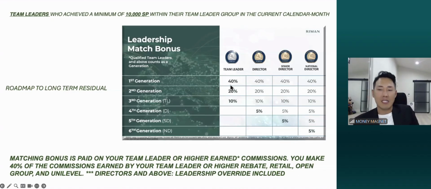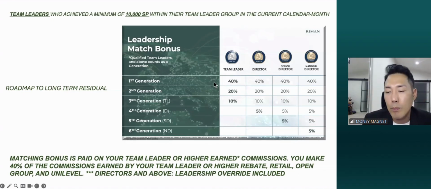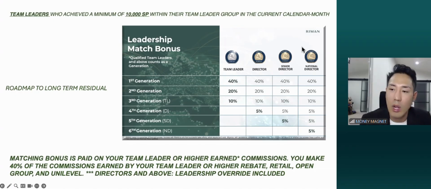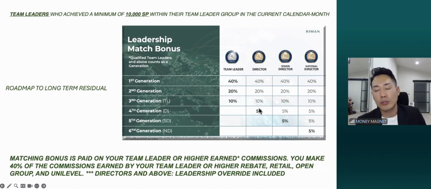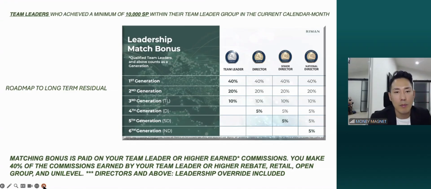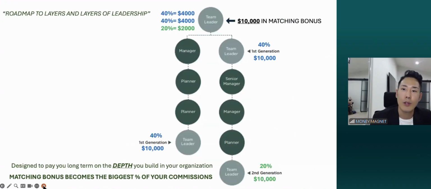However, as a team leader, once you break your first team leader, you're going to make 40% on the first generation, 20% on the second generation, and 10% on the third generation. Remember, this is per leg, so each leg that has team leaders, you're going to match all of them, as long as you qualify. As a director, you're going to unlock 4 levels of generation, senior director 5 levels, and national director, you're going to unlock all 6 levels. This is based upon the success of your organization.